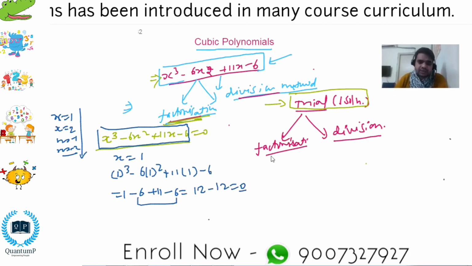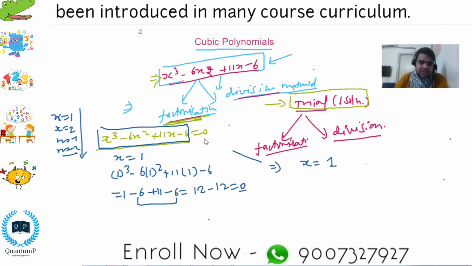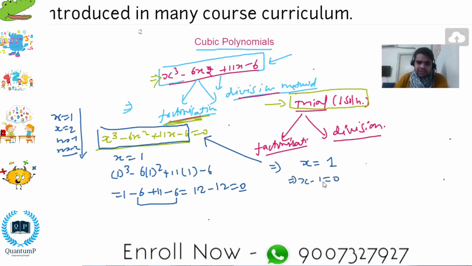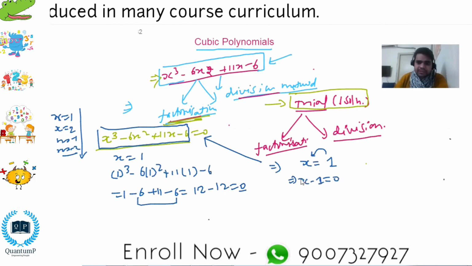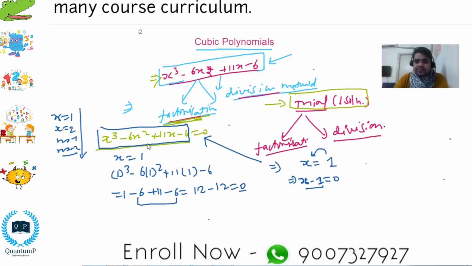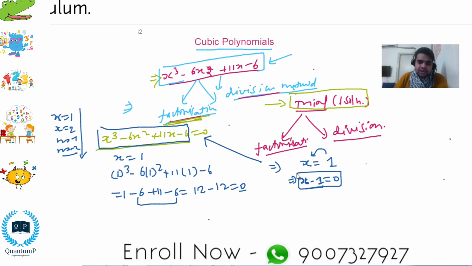What is the meaning of this? x equal to 1 gives this as 0. It means that x minus 1 is a factor. Means x minus 1 can divide this equation and give remainder 0. This is called the remainder theorem. Now I'm going to use this concept further, so we have x equal to 1 as one of the solutions.